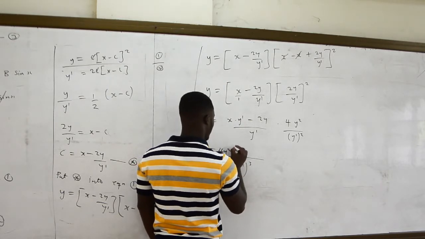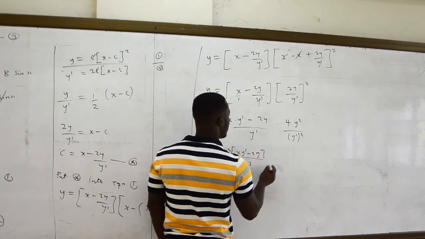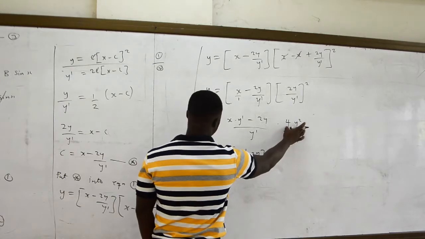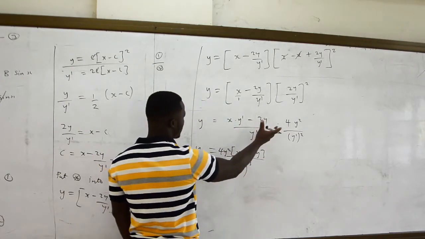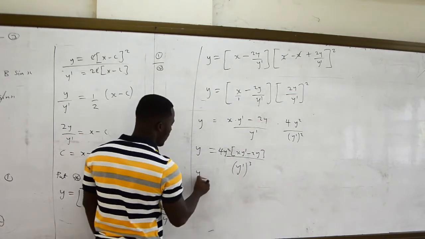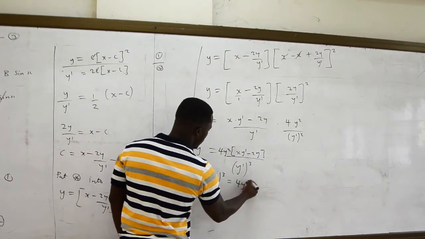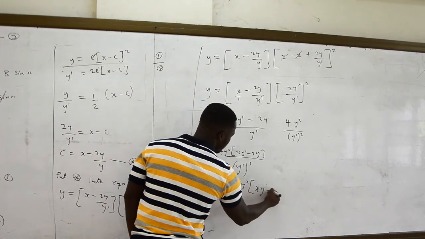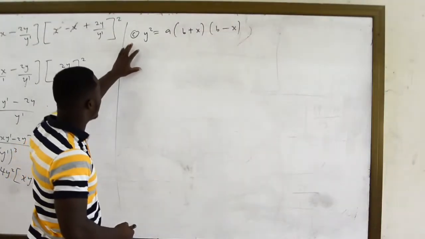4y squared, x y prime minus 2y, whatever it is. I just move this 4y squared to this side in order to multiply everything. Cross multiply, then I have my y prime all cube is equal to 4y squared multiplied by y, x y prime minus 2y. That's the equation we have.